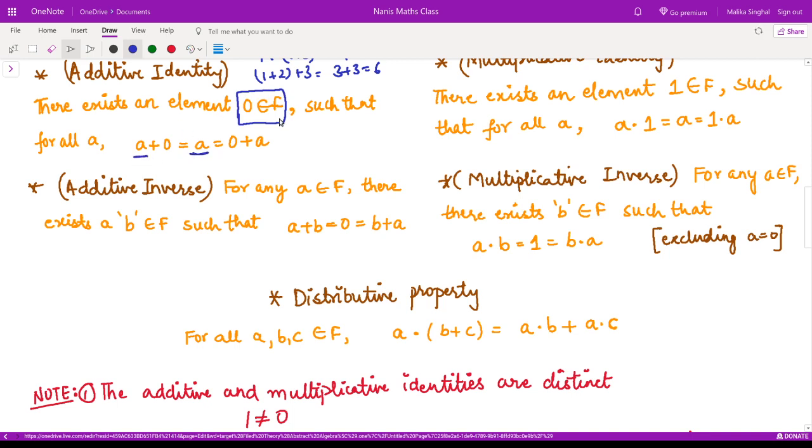That is the additive identity. It means you are going to get the same number back. So it is the additive identity of the field F, right?